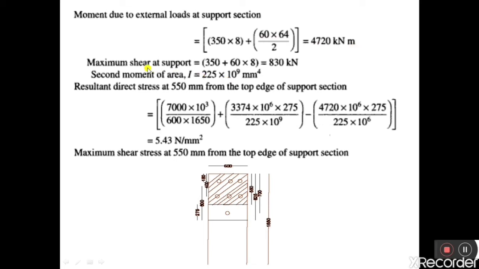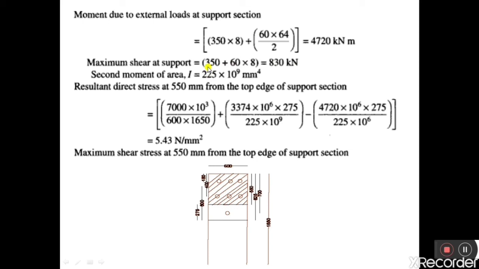Maximum shear at the support. So now to calculate the shear force at the support, there is a point load at the free end, that is 350, plus the shear force due to UDL. UDL intensity is 60 and length is 8. So 350 plus 60 into 8. The maximum shear force at the support is equal to 830 kilonewton.